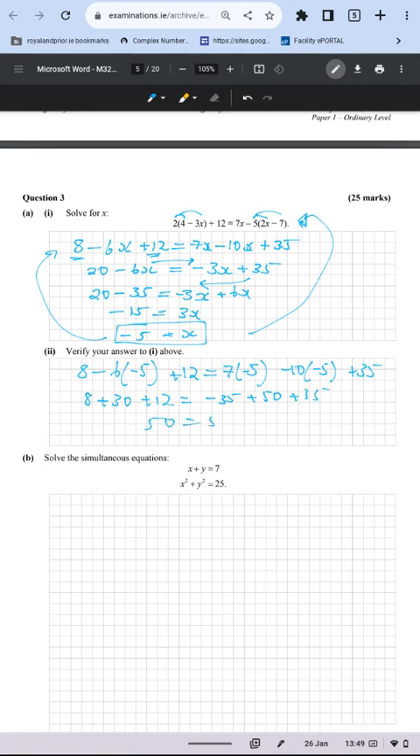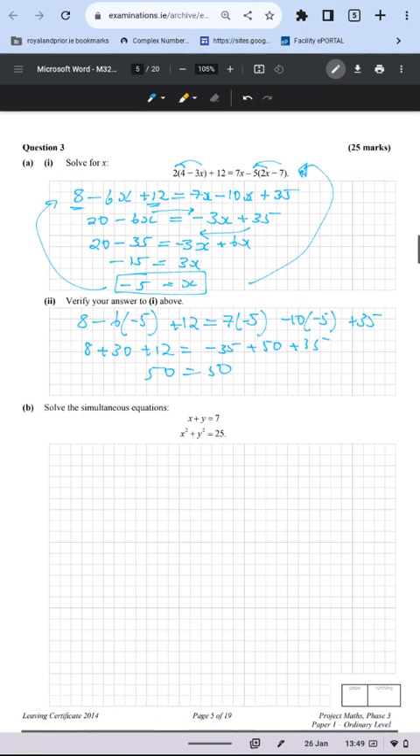And we get 50 is equal to 50. So we know we're right. Now, we've got a simultaneous equation, one linear, one quadratic. Work with a simple one first.